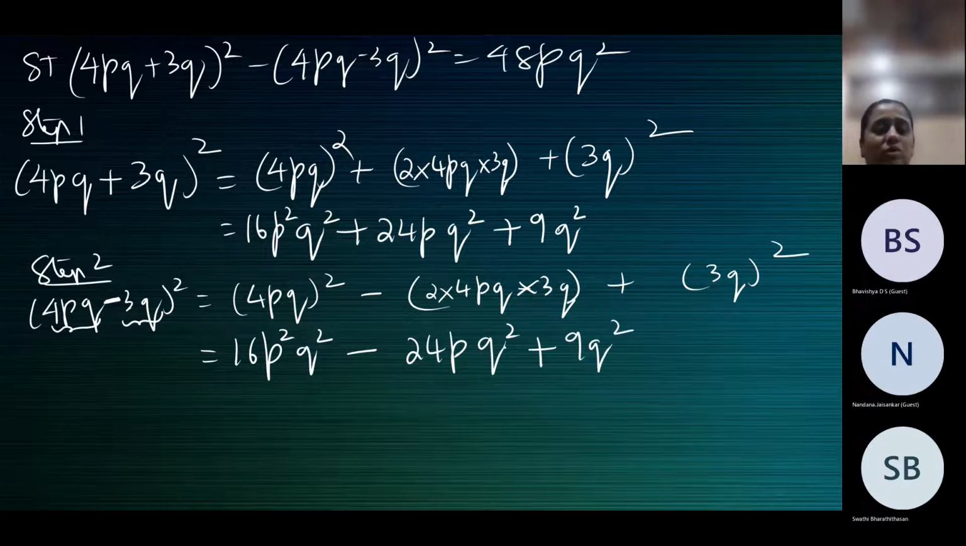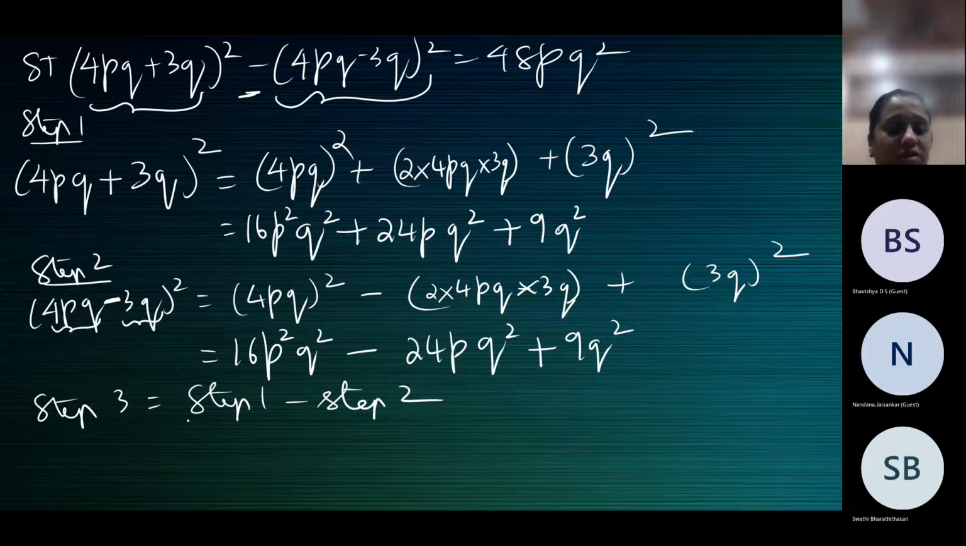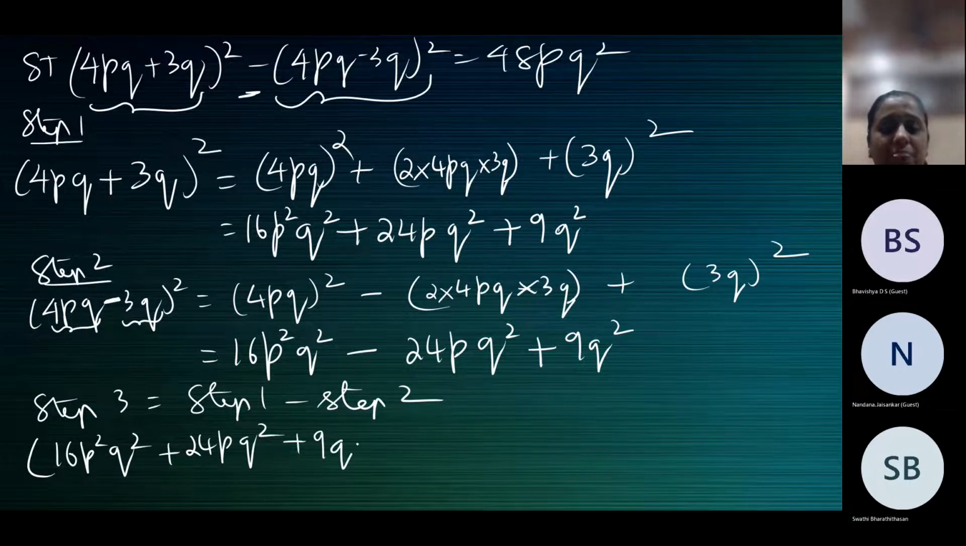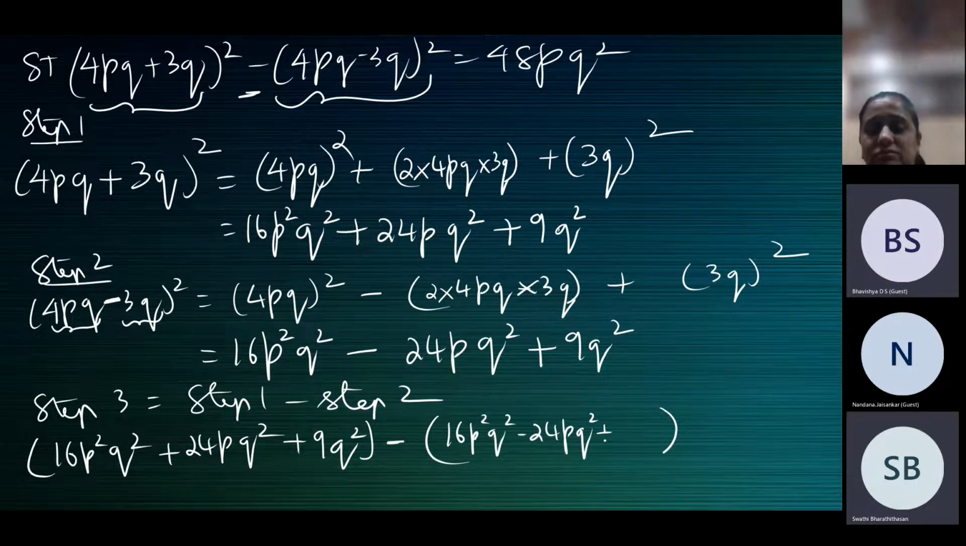So this is step 2. Now in step 3, what is step 3? Step 1 minus step 2. See, we are distributing now. What is the answer we got in step 1? 16p square q square plus 24pq square plus 9q square, minus, what's the answer in step 2? 16p square q square minus 24pq square plus 9q square, ma'am.